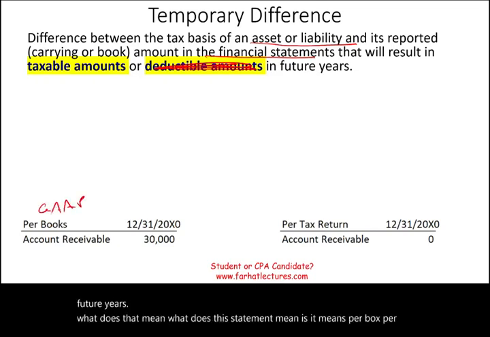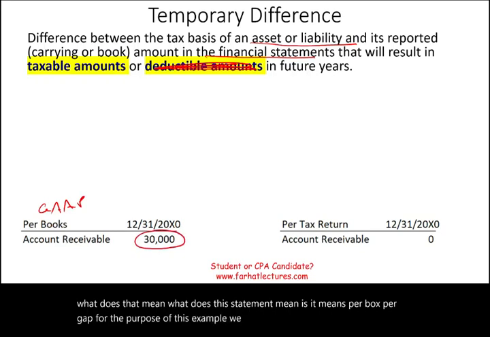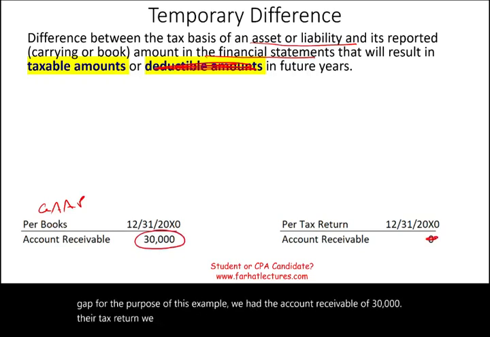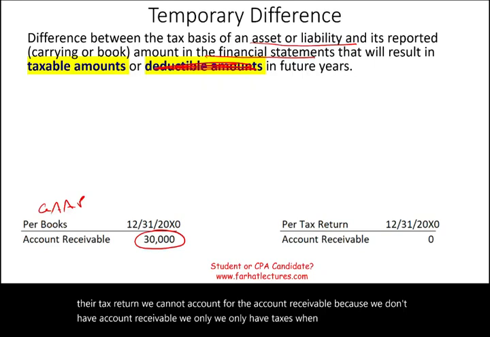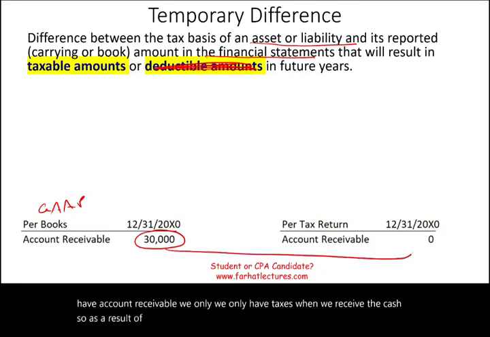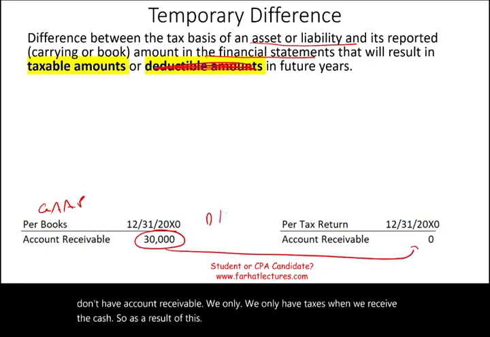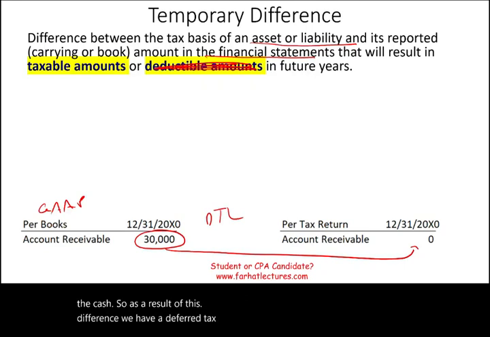For the purpose of this example, we had an account receivable of $30,000. Per tax return, we cannot account for the account receivable because we don't have account receivable. We only have taxes when we receive the cash. So as a result of this difference, we have a deferred tax liability. We have a taxable amount in the future.